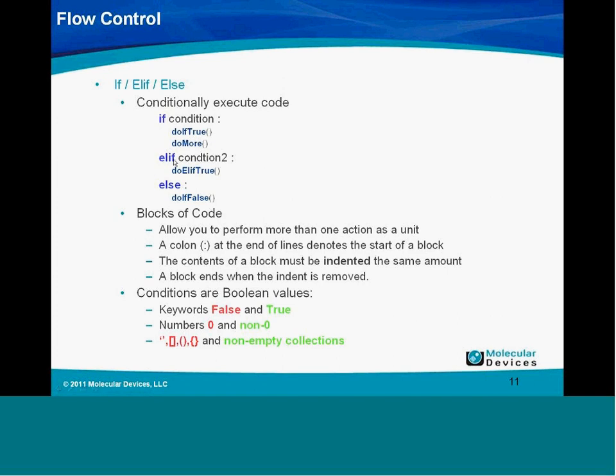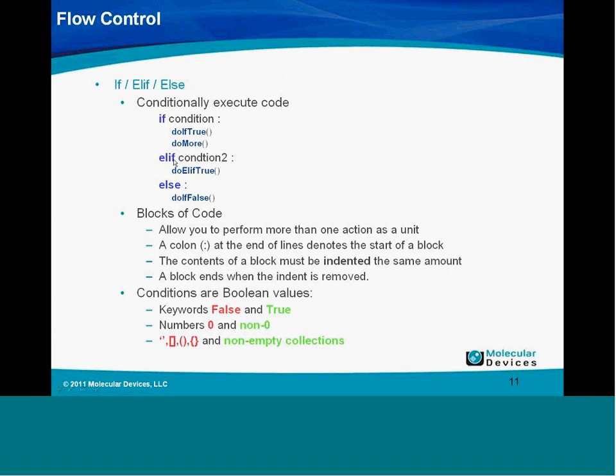The next category could be an elif. This could be read as else if. So if the condition is false, else if a second condition is true, perform this action. Else, if all conditions are false, do some other action.